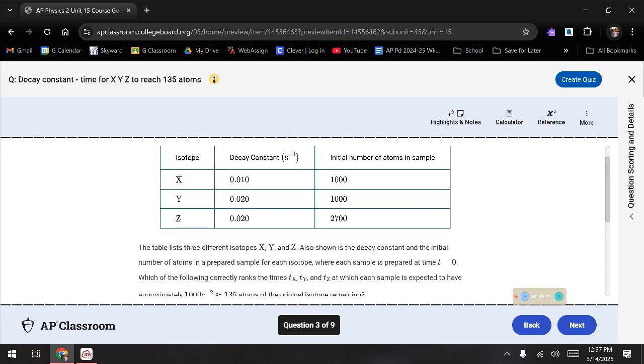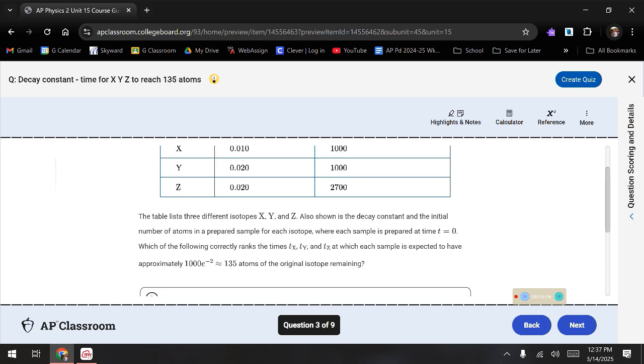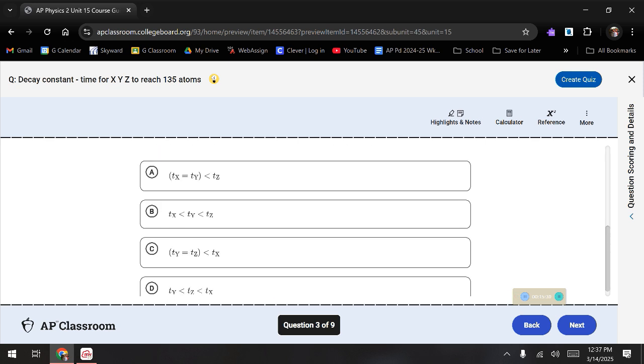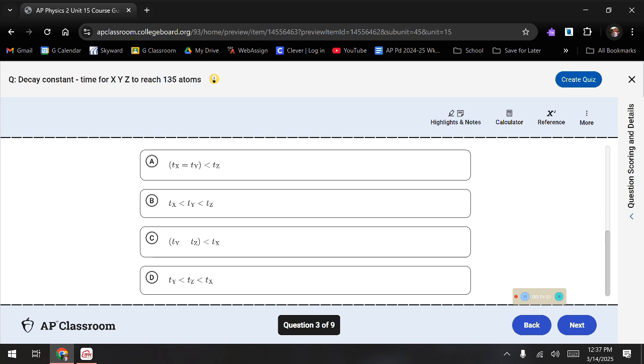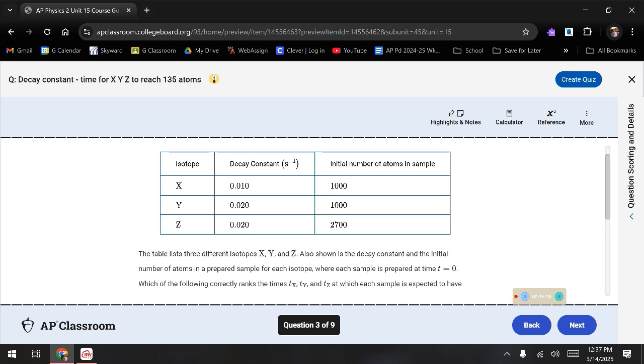Now, forget all of that. You should very quickly be able to go, which one of these is absolutely going to have the smallest time? Why? Because it has the highest decay constant with a smaller number of atoms. It's the fastest going. So if you just use that, watch here. Run down here and go, nope, nope. It's got to be one of those two. Why is it definitely this? Why is it definitely not this? Why is Ty not going to equal Tz?